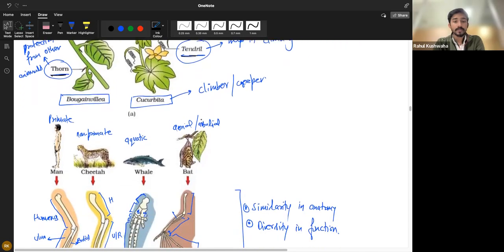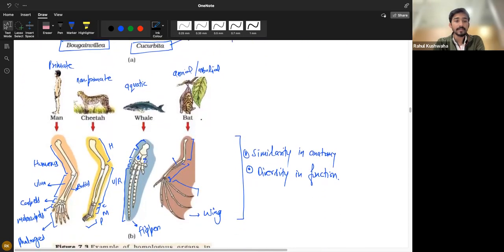So we also have evidences of such homologous organs in animals, in a large variety of animals, ranging from humans, which is a primate, to non-primate mammals like cheetah, whale, and bat. So bat is aerial or arboreal. Whale is aquatic. Cheetah is a tetrapod. It walks on four appendages, four limbs, and primate or man is called bipedal. We walk on two. So we all are adapted or evolved for different habitats.